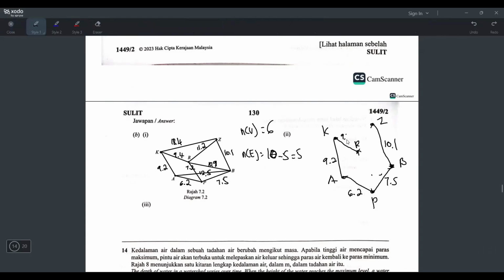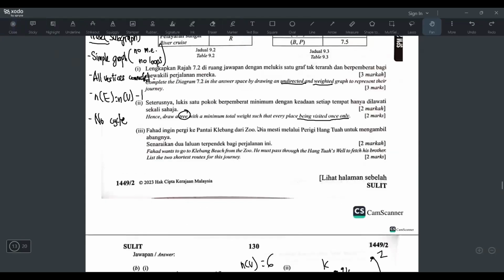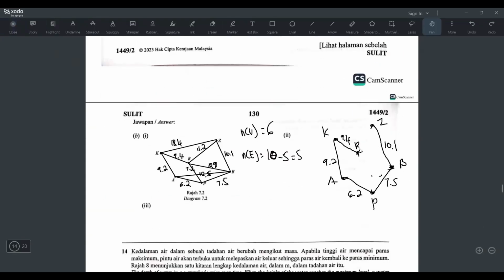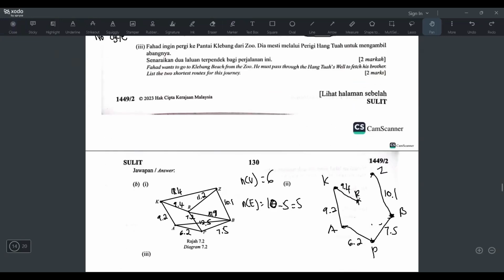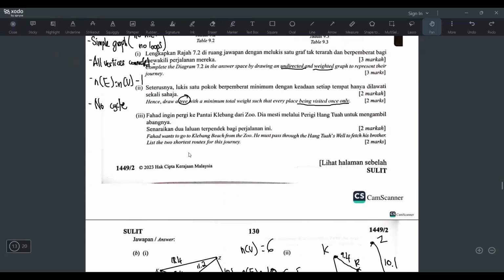Okay, so this is the answer. This is the tree where you can visit every place once only. If you go like this, you visit every place once. There's no turning back. Just go like that. Okay, sudah siap. So that's the answer.